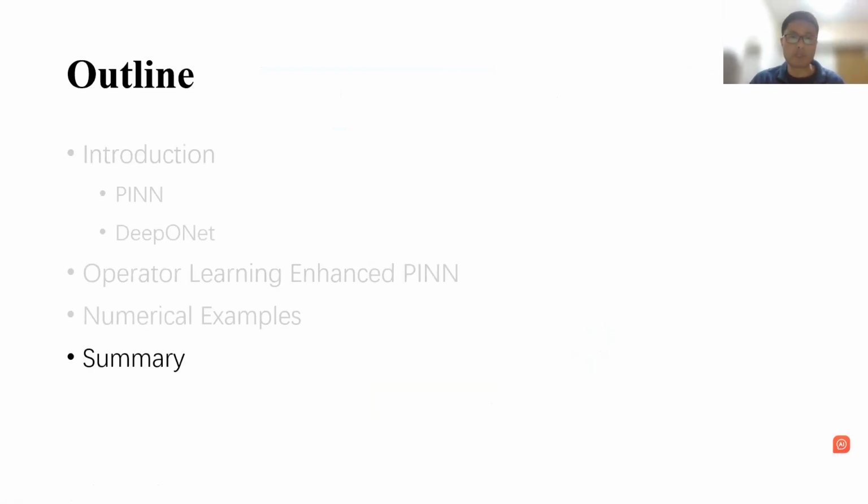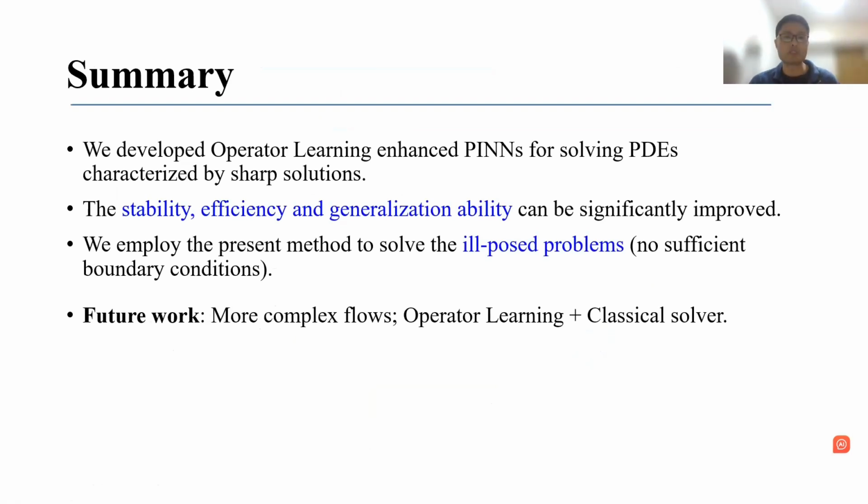Finally, let me give a summary. We combine operator learning and the PINN to solve problems with sharp solutions. We use operator learning to learn a smooth problem related to the sharp solutions. Finally, we use this pre-trained operator and the coupled PINN to solve the sharp interface problem. This method is very stable and efficient, and the generalization is very good. We can also use it to solve problems without sufficient boundary conditions.